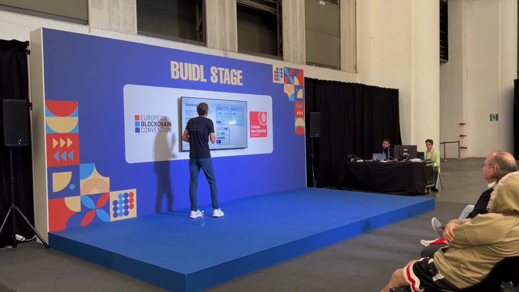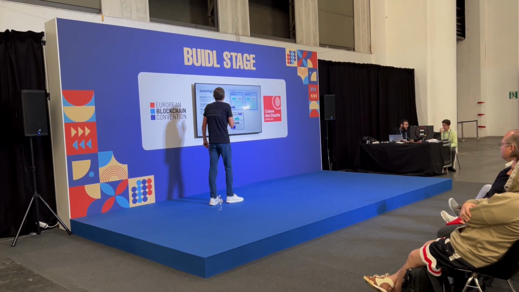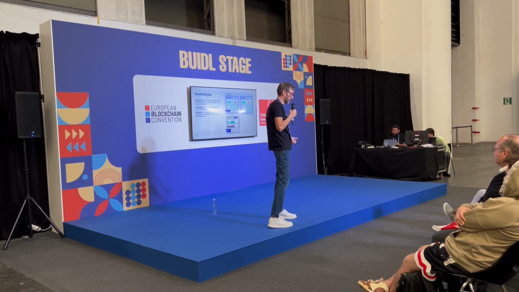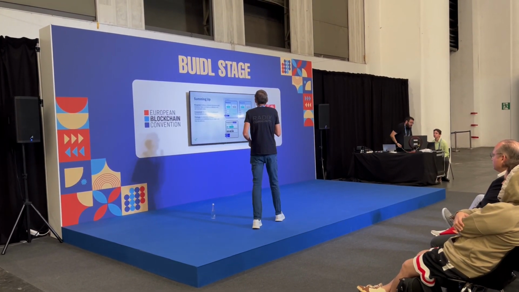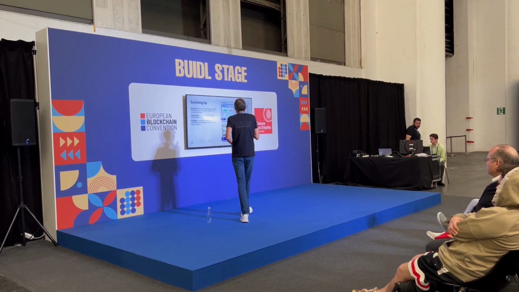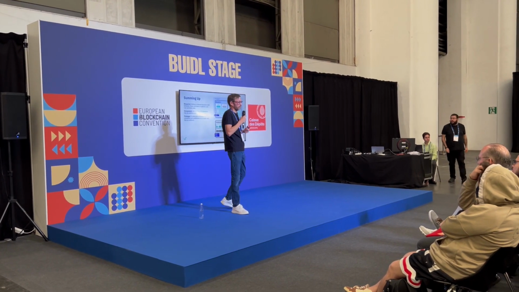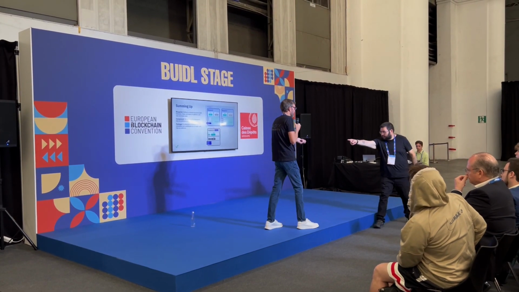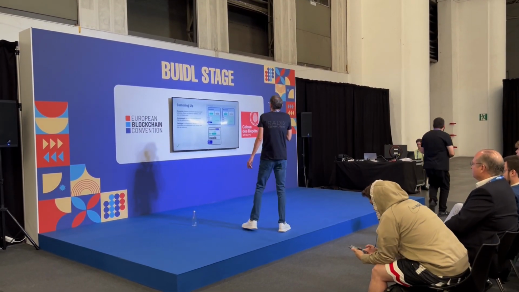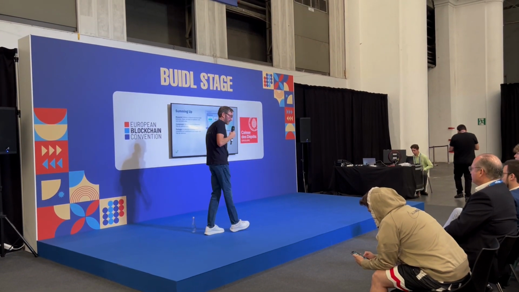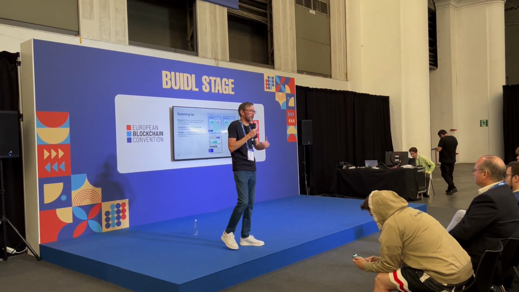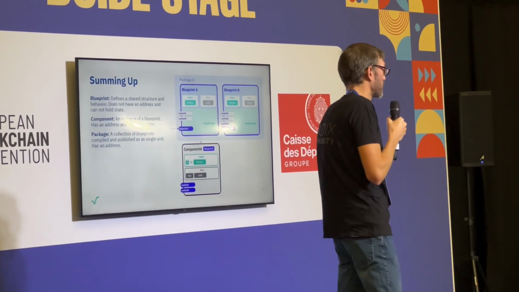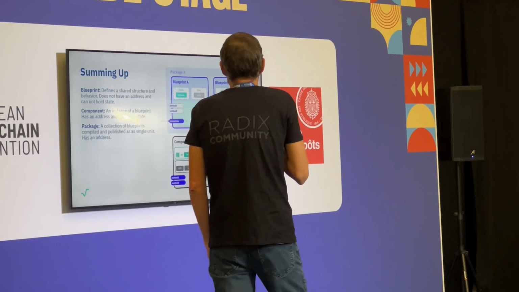So, just to sum up, the blueprint is a template, a structure, holds all of the definitions of the logic with any resources. A component is an instantiation of the blueprint, and that may have resources. You can call it, you can interact with it, it has some state. And a package is a collection of blueprints that you can compile, deploy to the network. And you can instantiate blueprints from the package.